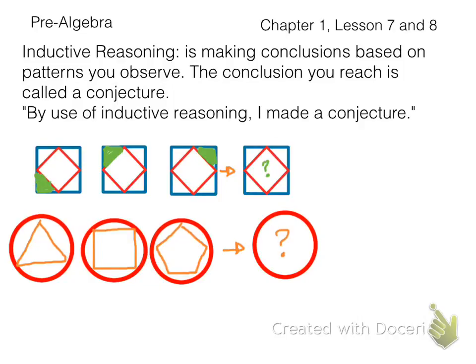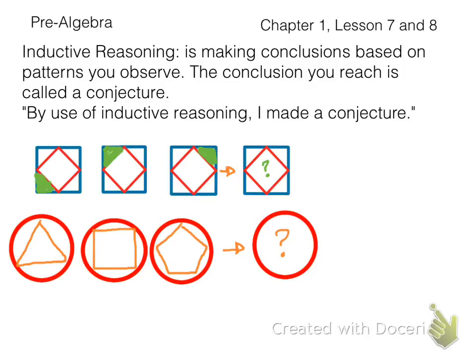This video is for Pre-Algebra Chapter 1, Lessons 7 and 8. This has to do with patterns and inductive reasoning. Inductive reasoning is making conclusions based on patterns you observe. And then the conclusion you reach because you observed those patterns is called a conjecture.